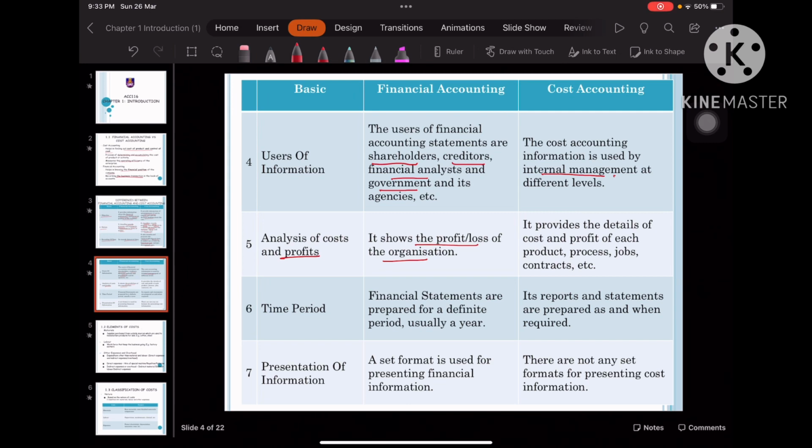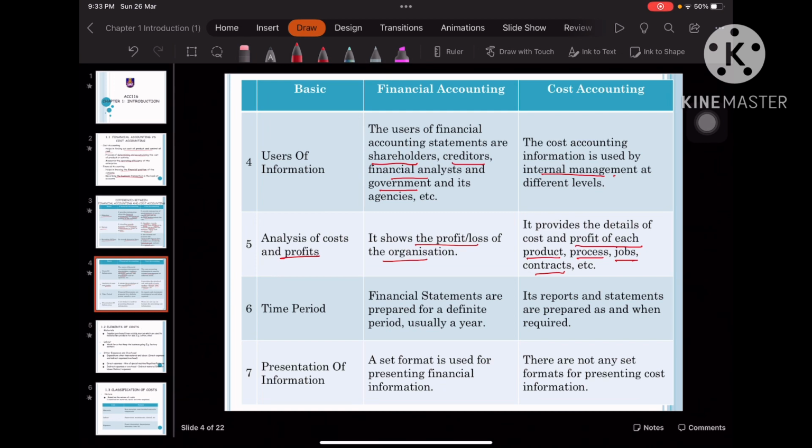So we would like to see, previously you prepared the profit or loss for the company for the whole year. But cost accounting is actually more detailed. It is not for the whole company, it is actually the profit of each product, process, job, and contract. For example, if we have 5 products, we have to see the profit for each. Product A will be different from product B, C, D, and E. So we would like to find the profit for each product.